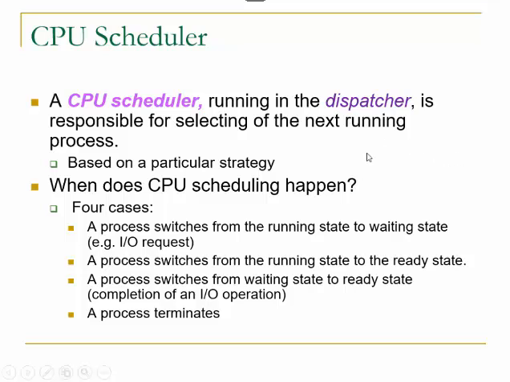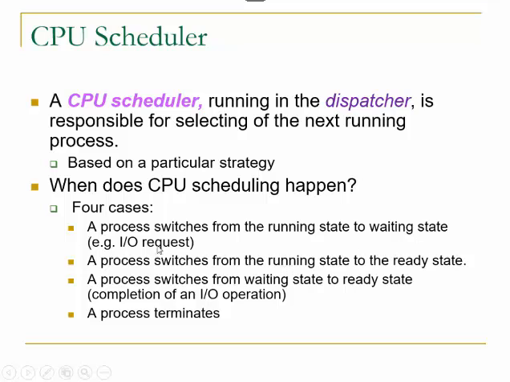The first case is when a process switches from running state to waiting state. A process is running, and it might need IO or some other event or resource which is not currently available to it, so it is going to wait, or block, for that particular resource. At that time we can pick one of the processes from the ready queue and schedule it.